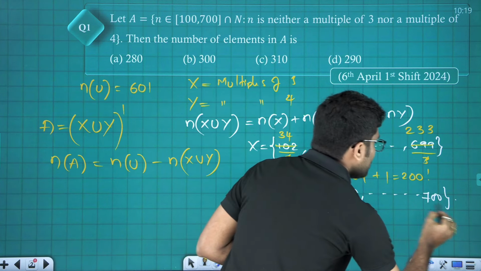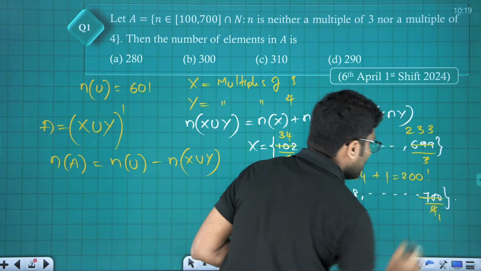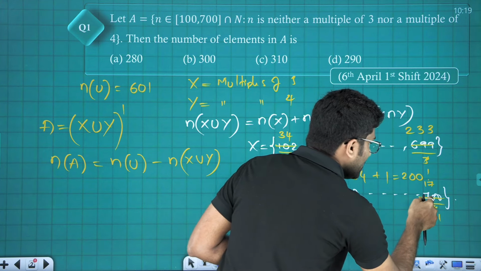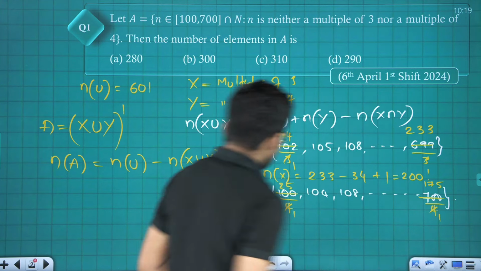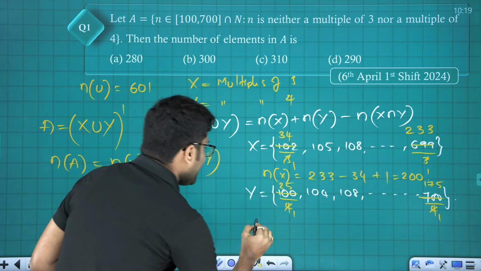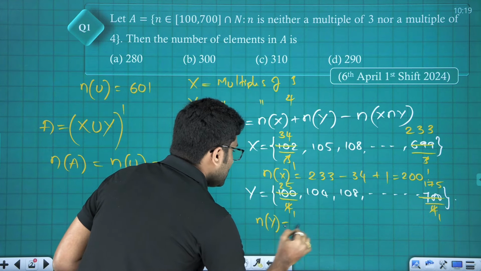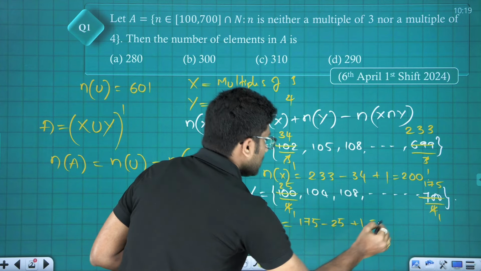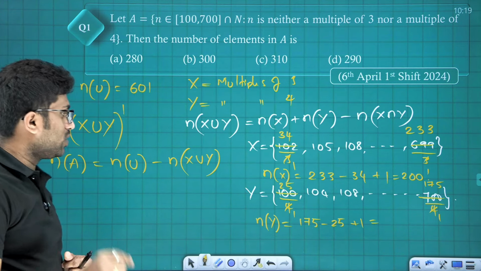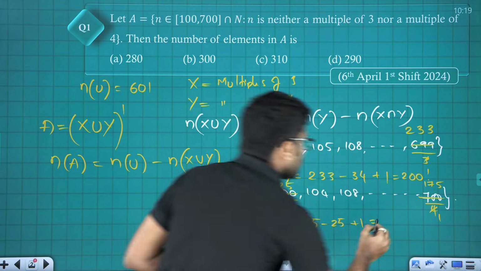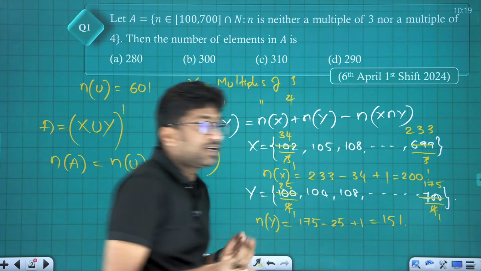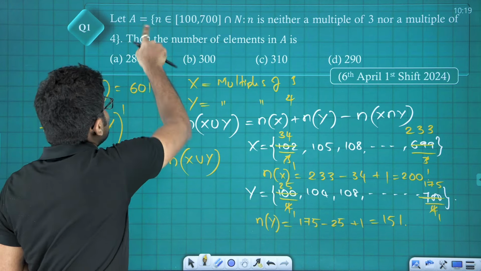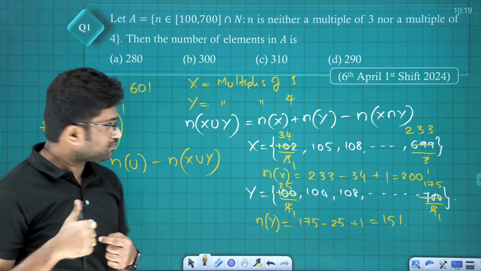Next, divide this 700 also by 4. 4 ones are 4. Next, 4 sevens are 28. 4 fives are 20. Clear? So to get the number of elements in Y, that is 175 minus 25 plus 1. 175 minus 25 is 150. 150 plus 1 is 151. So there are a total of 151 multiples of 4 in the set from 100 to 700.